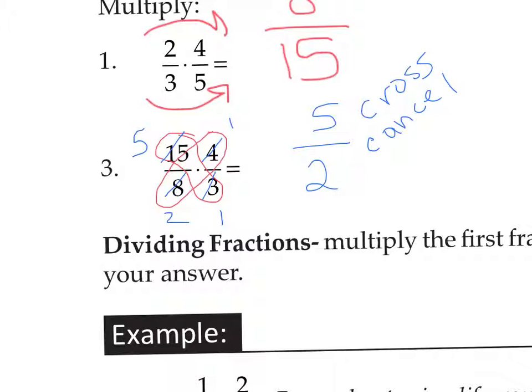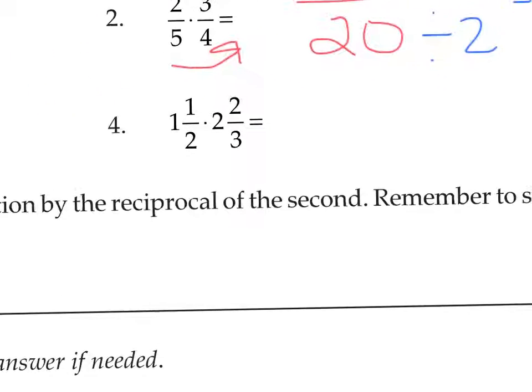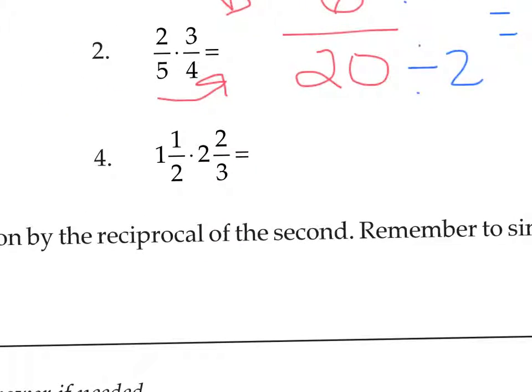If you multiply these first, you're going to have 60/24, which of course are bigger numbers to try and multiply. So if you know how to cross-cancel, I would use the cross-canceling. It just makes reducing your fractions easier.